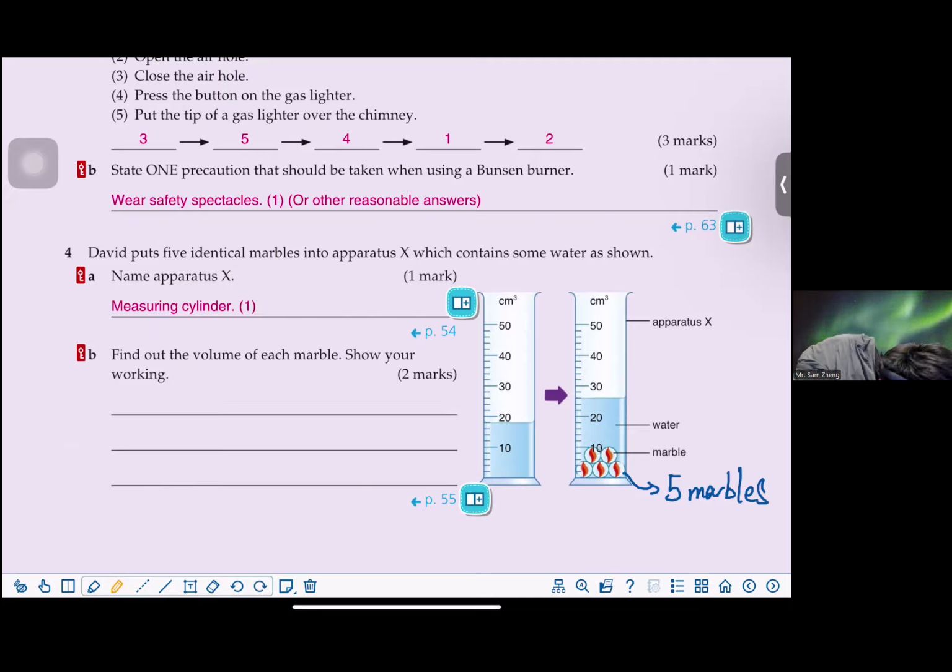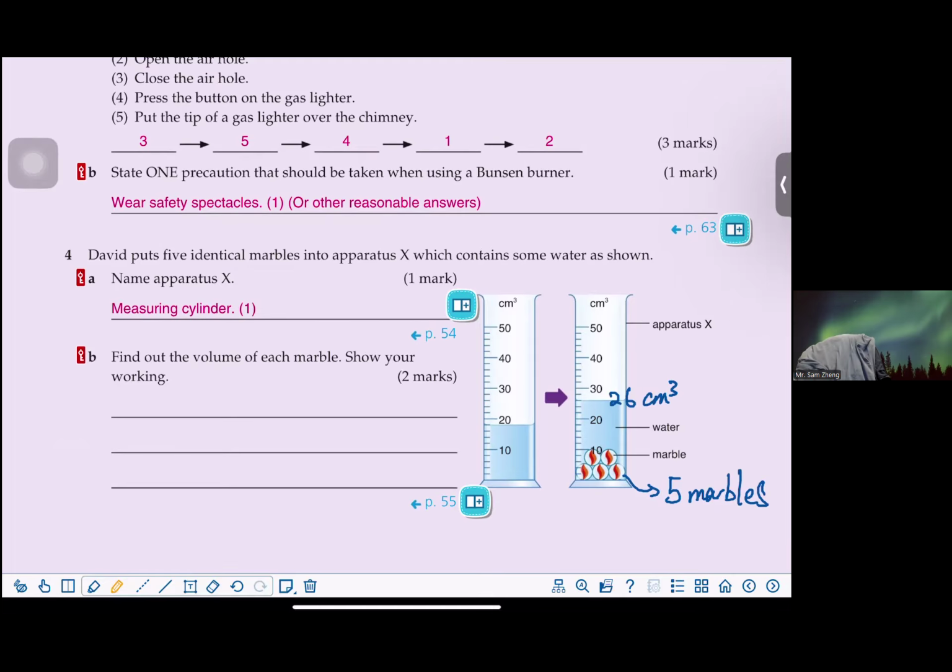So this would be around 26 cm cube, sorry, my bad, it's 26 cm cube, not ml. Then how can we find out the difference? We also need to find out the original volume. The first thing that we need to look for is the original volume. The original volume would be 18 cm cube, while the final volume, after we add the marbles, would be 26 cm cube.